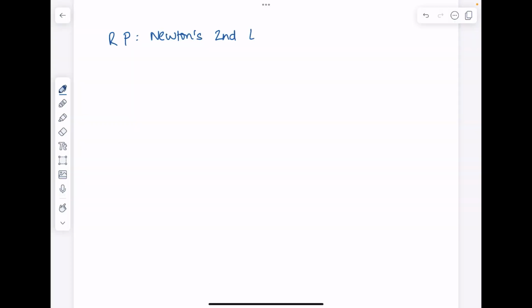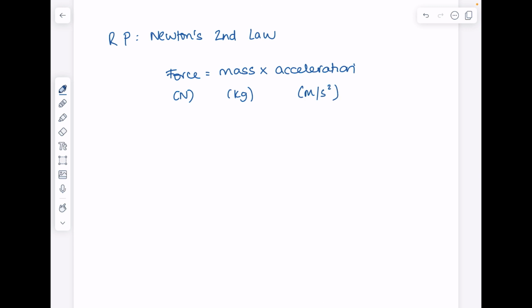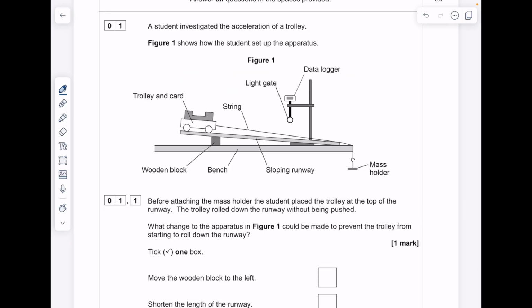Now this required practical is all about Newton's second law, which states that force equals mass times acceleration. The unit of force is newtons, the unit of mass is kg, and the unit of acceleration is meters per second squared. I'm going to take you through past paper questions so we can really look at the methodology involved here. A student investigated the acceleration of a trolley.